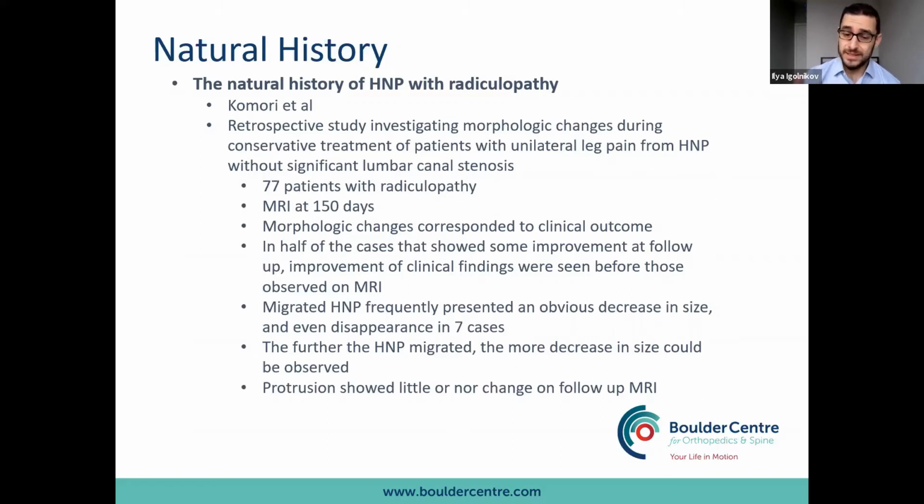And this last line, it's important to mention, if you have a protrusion or a disc bulge, that often showed little or no change on follow-up MRI. So some of these more indolent or chronic disc injuries, those are the ones that end up needing more aggressive treatment, whether that be injections or surgical care.